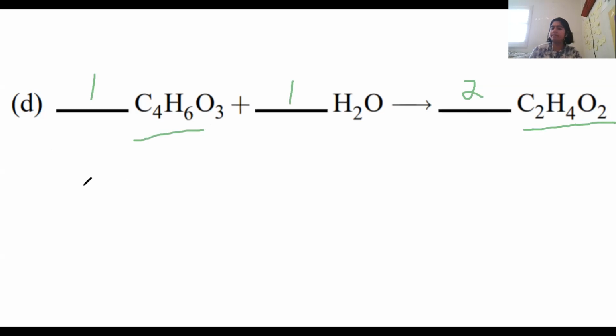So let's say we put in 2 grams of C4H6O3. You can use this conversion factor to figure out how many grams of C2H4O2 you'll get out. We can put an X there or a question mark because we don't know quite yet what we're going to get, but we can do some of this math to figure that out. So that's a really good application of balancing equations.